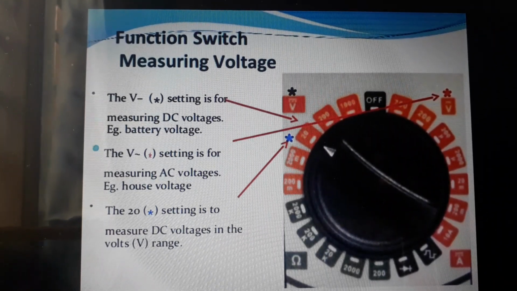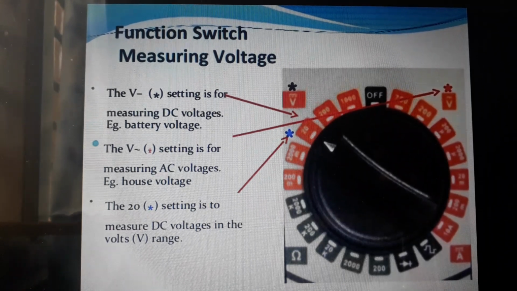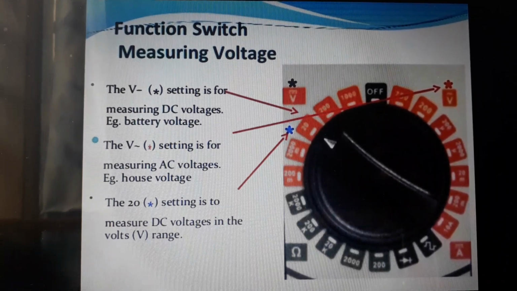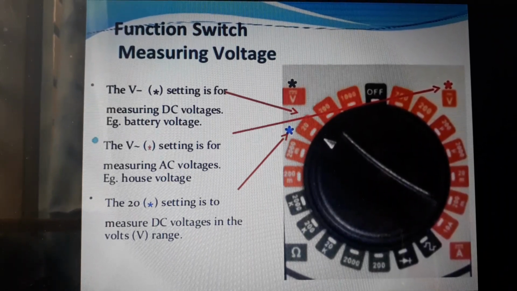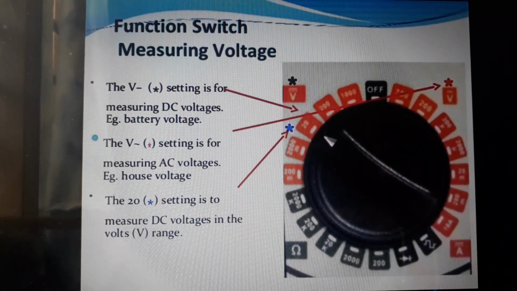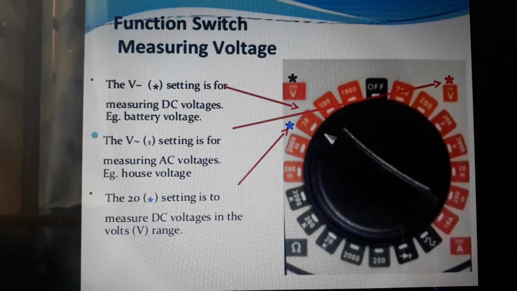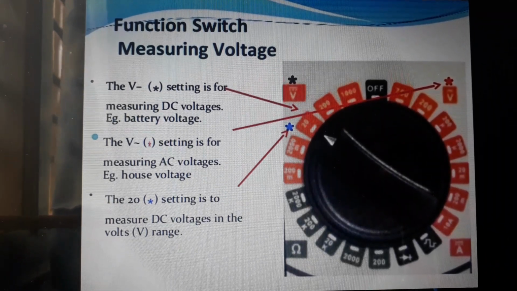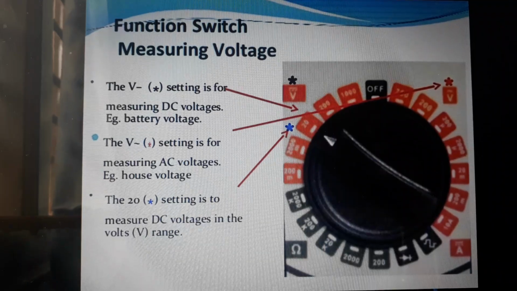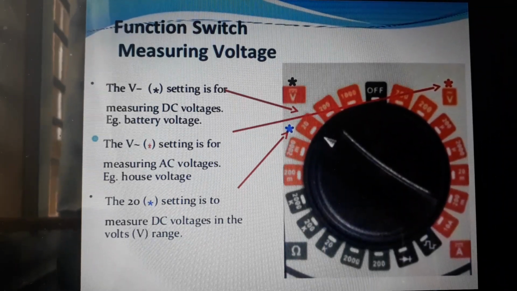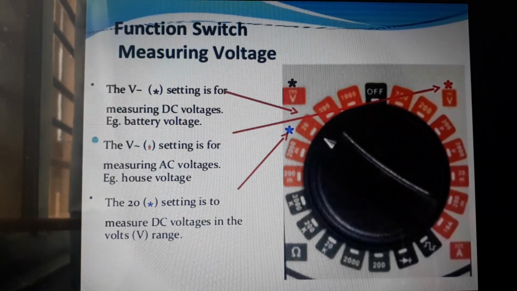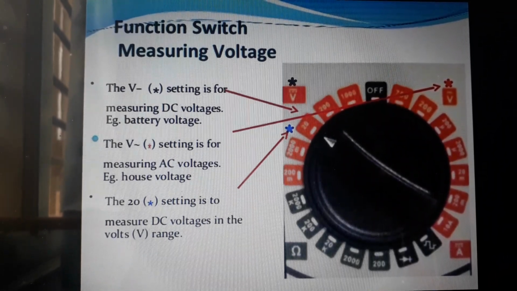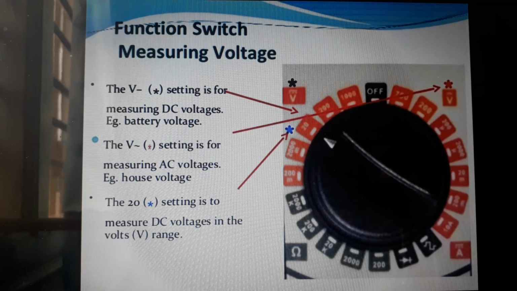Next, if you want to measure the AC voltages, we have to go here, where the red star indication is there. This side we are measuring the AC voltages. Where are we using AC voltages? In household equipment, for all the households we are using AC voltages. So for house voltages we measure in this red region that appears here.